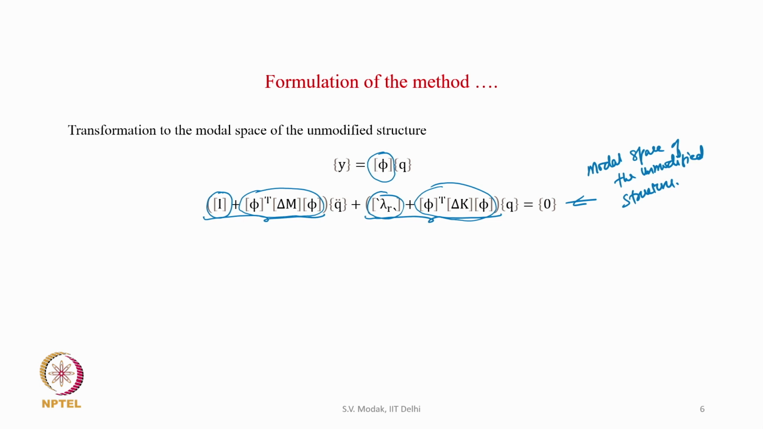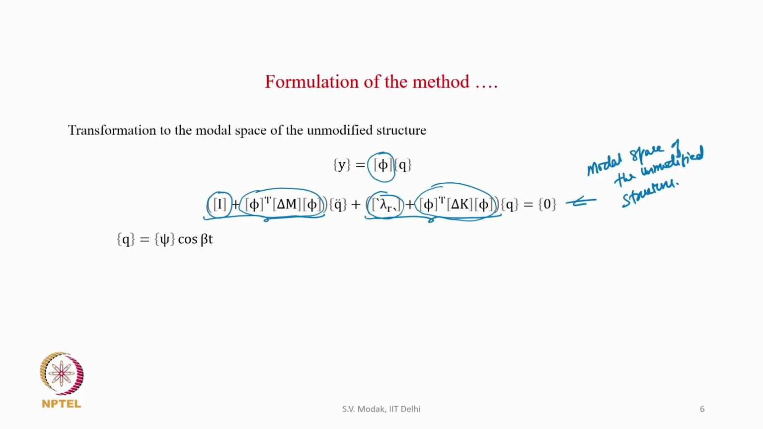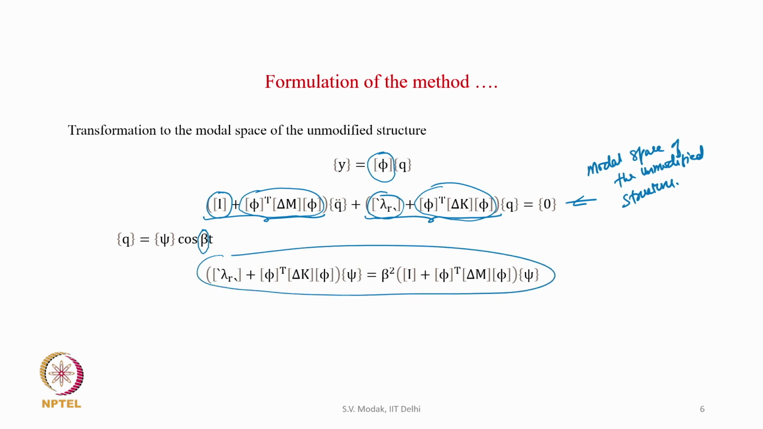Now we would like to solve these equations in the modal space. So, we assume a free vibration response in modal space like this: vector q is equal to vector psi into cos beta t. Here beta is the frequency of free vibration. When we substitute this in this equation and simplify, we get the eigenvalue problem defined in the modal space of the unmodified structure. Here beta square is the eigenvalue and psi is the eigenvector.